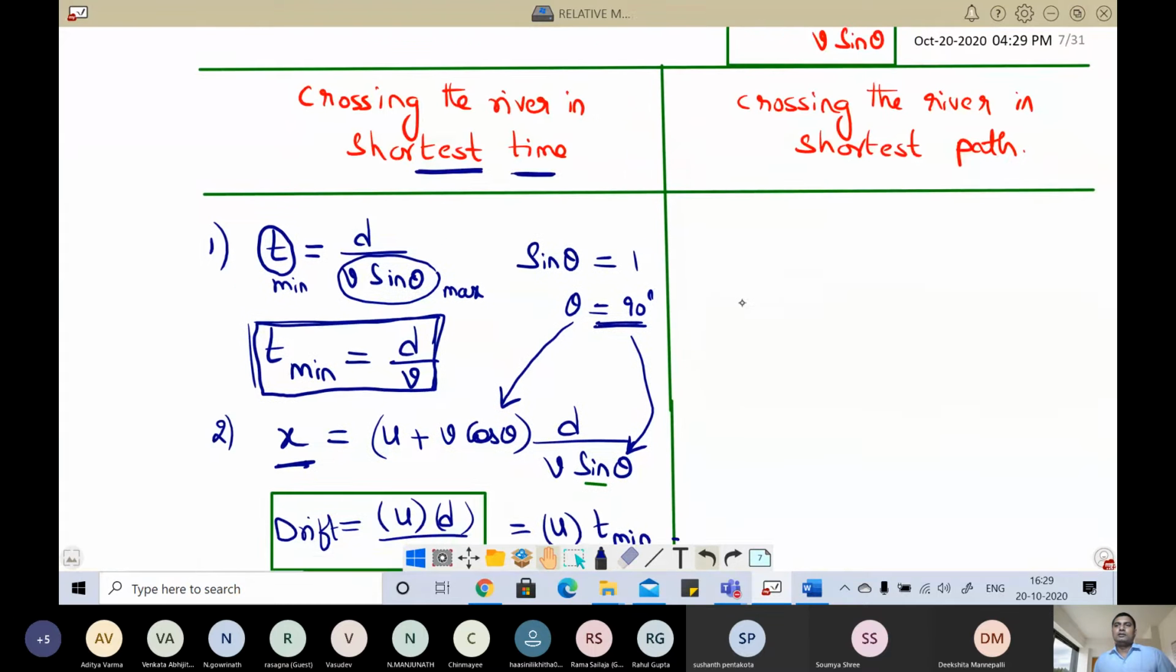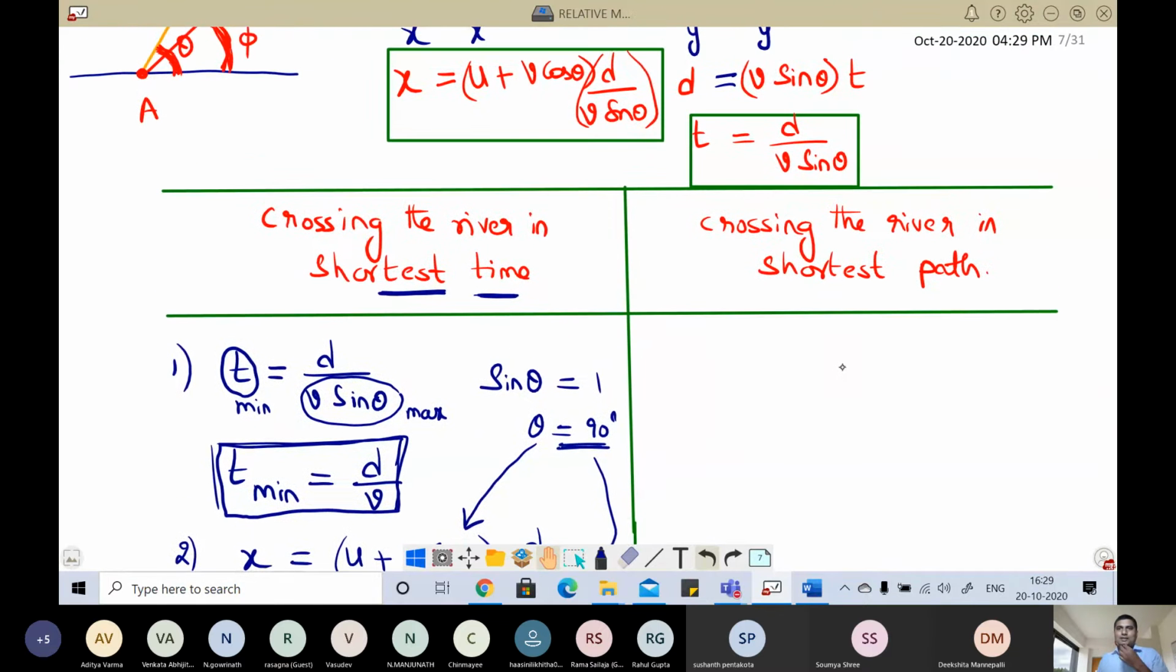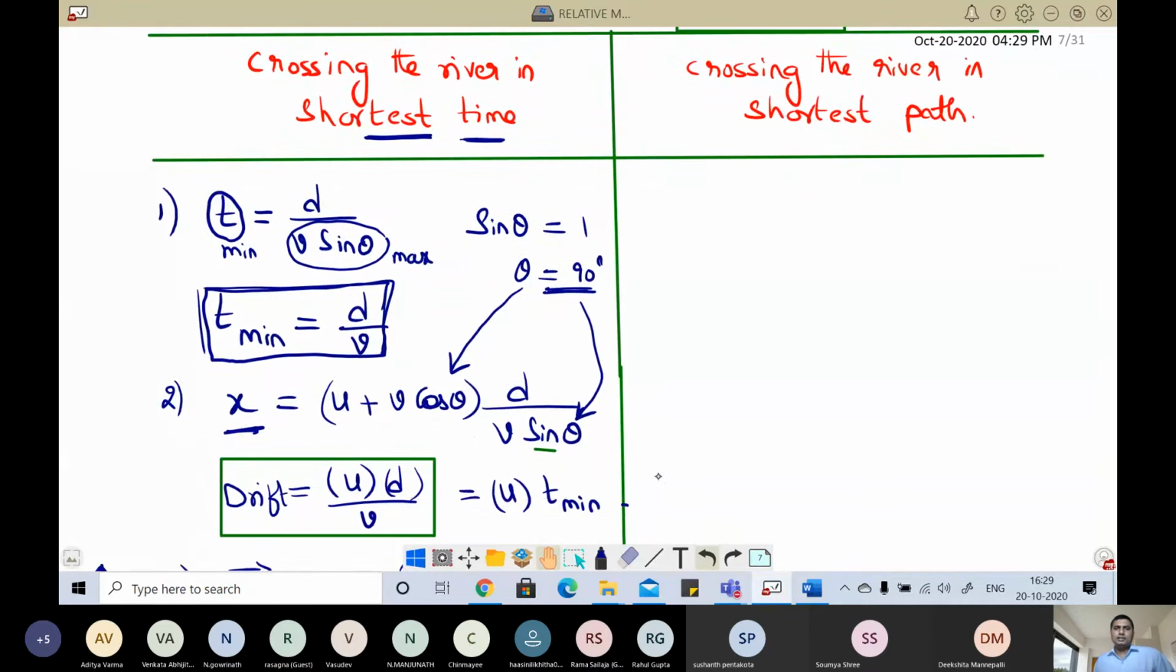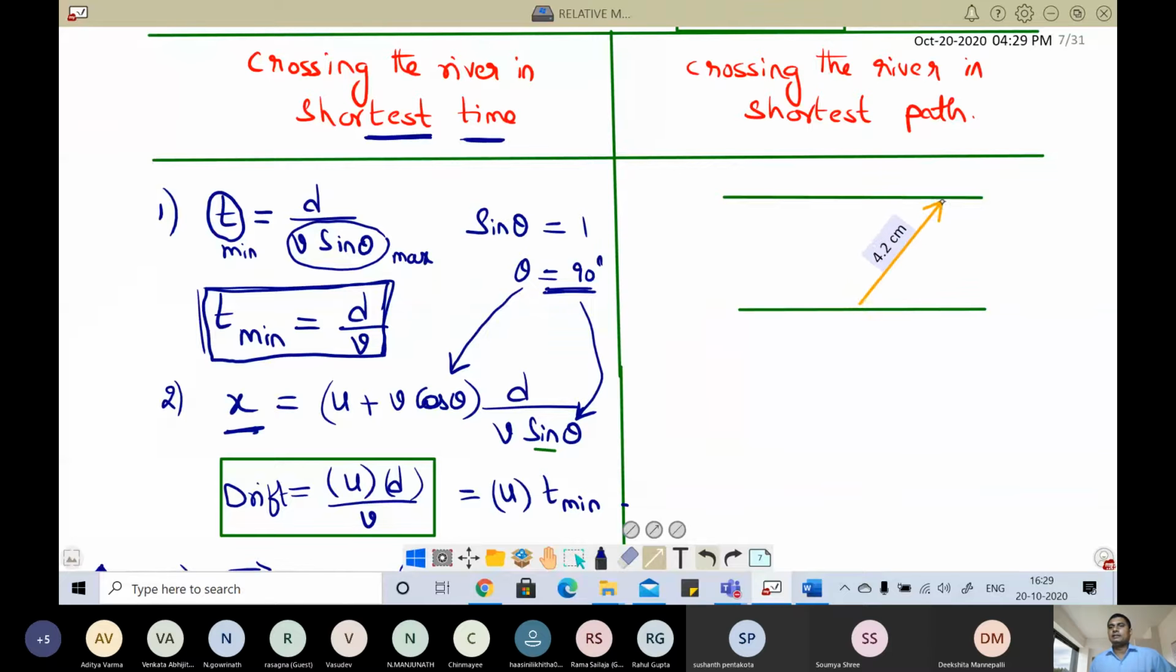Now we'll go to the man crossing the river in the shortest path. Here you have to understand one part. Shortest path, as I told you yesterday, is when there are two parallel lines. The shortest distance between these two lines is nothing but the perpendicular distance only. It cannot be any other length. Any length drawn slanted like this is not the shortest distance between the two lines.